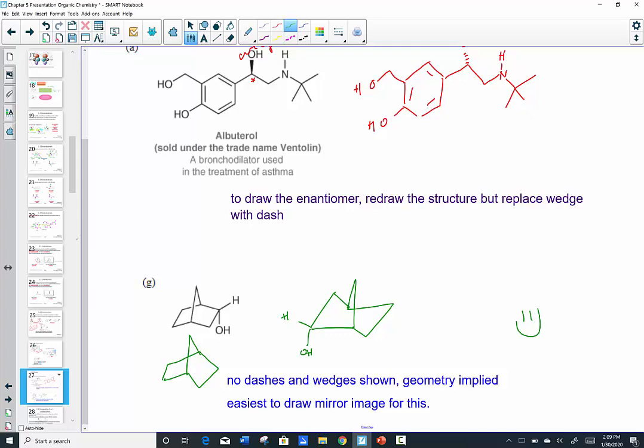But when you don't see the stereochemistry, just as in this bicyclic compound, I'd recommend just drawing the mirror image, and then you know you have the enantiomer. So one choice, flip all the dashes to wedges and vice versa. Or choice number 2, draw the mirror image, especially if no stereochemistry is given by dashes and wedges.